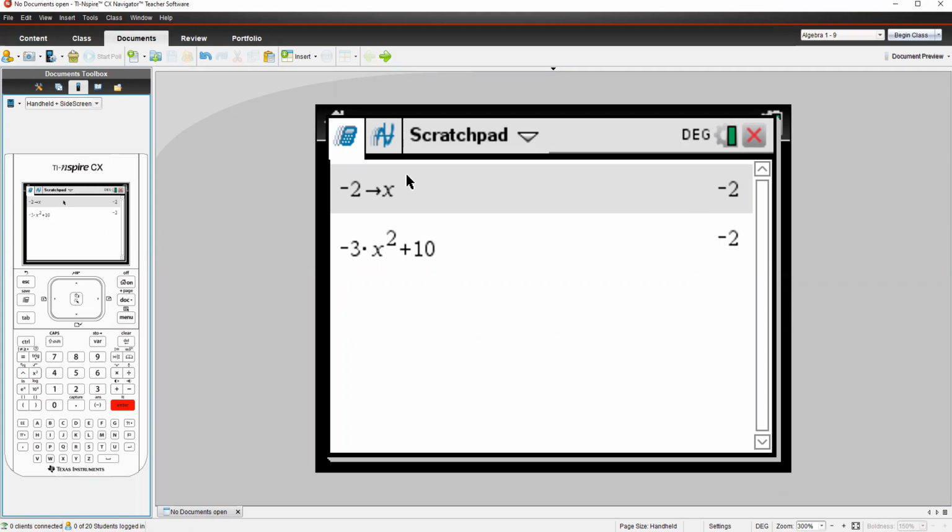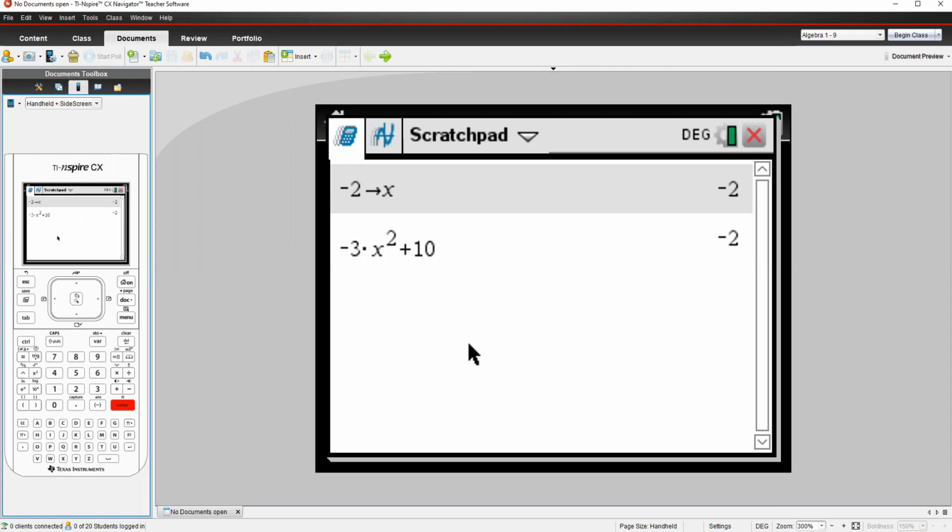Now, the reason that I like to store is that sometimes, when students try to substitute in a negative number, they'll mess this up. Their calculations will mess it up. Sometimes they'll make some careless error. If you store it into the variable and you key the function in correctly, you're always going to get the right output. All right, so the answer is negative 2.